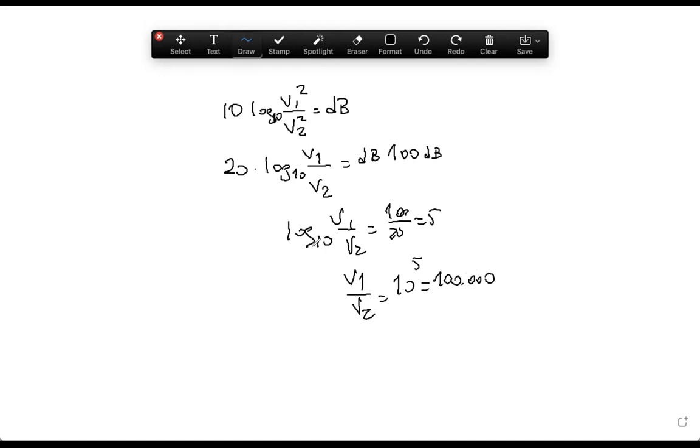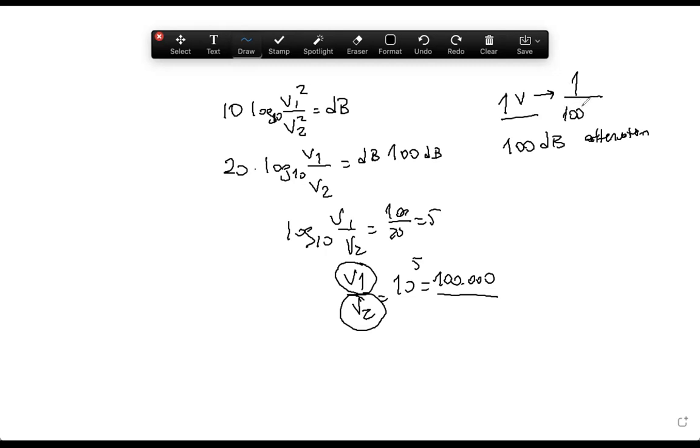What does that mean, friends? The input will be attenuated to 1 over 100,000. So if I have a 1 volt input, and the filter has 100 dB attenuation, then the output will be what? 1 over 100,000. This will be the output. Shouldn't we write V out over V in?